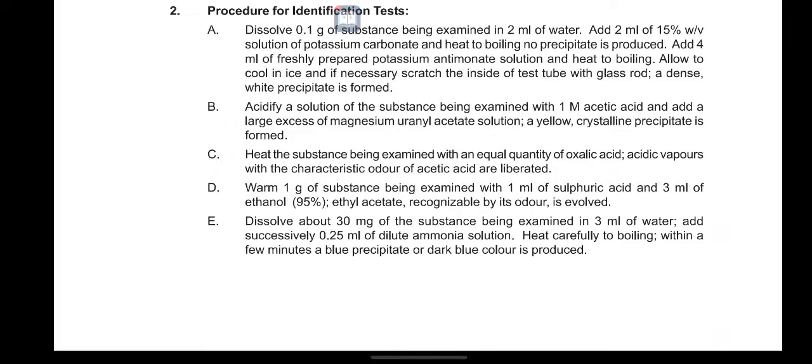Second test: acidify a solution of the substance being examined, that means the sample, with any acid, nitric acid, acetic acid or HCl. Add 1 ml acetic acid and add a large excess of magnesium uranyl acetate solution. A yellow crystalline PPT is formed. If a yellow crystalline PPT is formed, your sample is present.